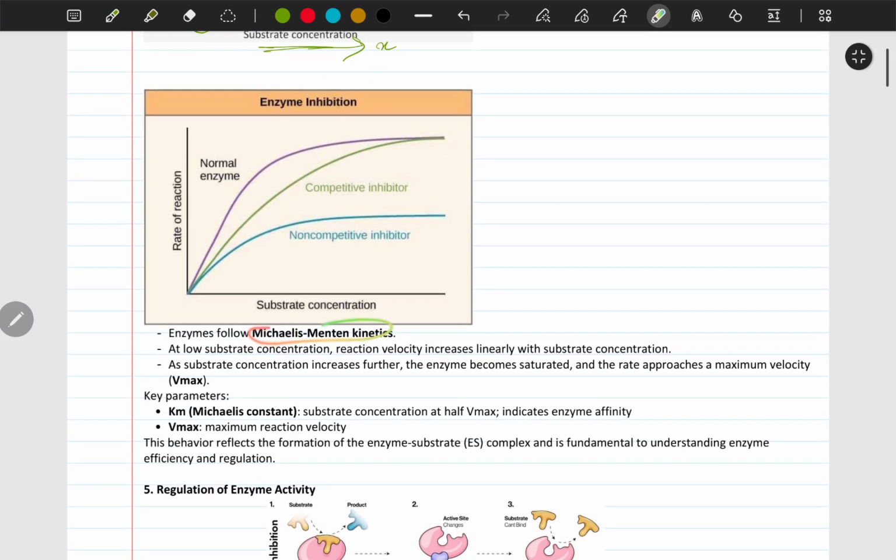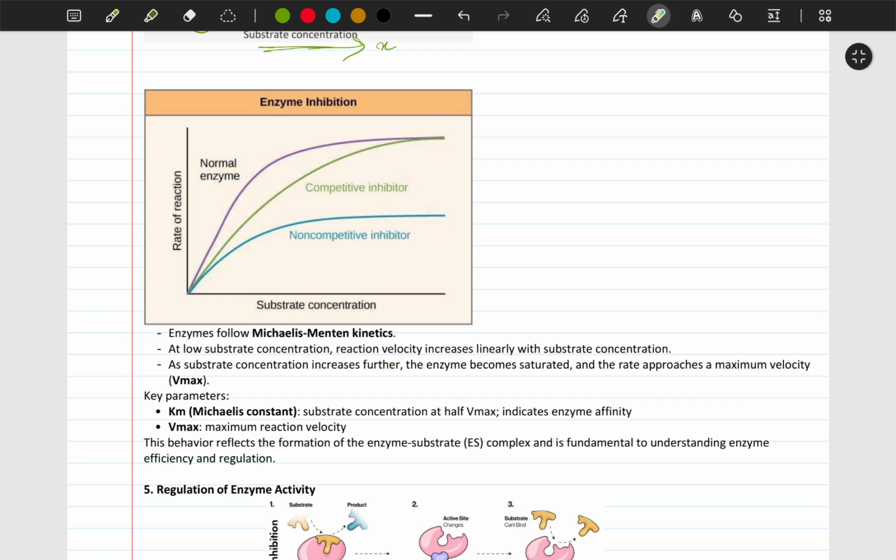Enzyme follows Michaelis-Menten kinetics. At low substrate concentration, reaction velocity increases linearly with substrate concentration. As substrate concentration increases further, the enzyme becomes saturated and the rate approaches a maximum velocity, Vmax.